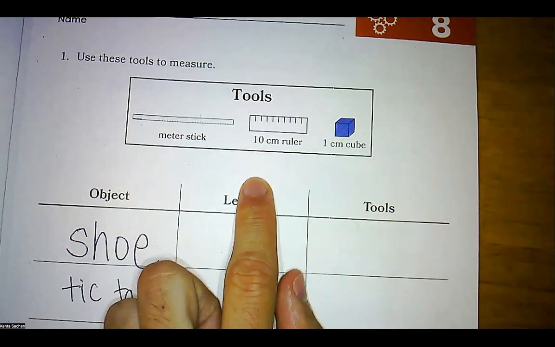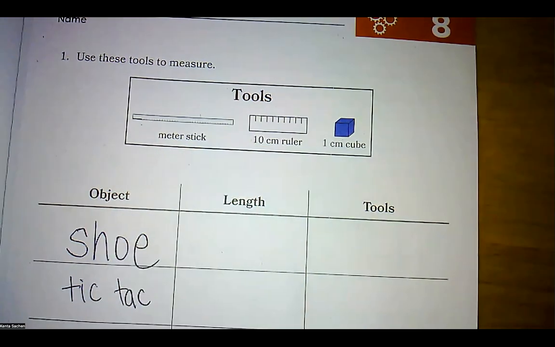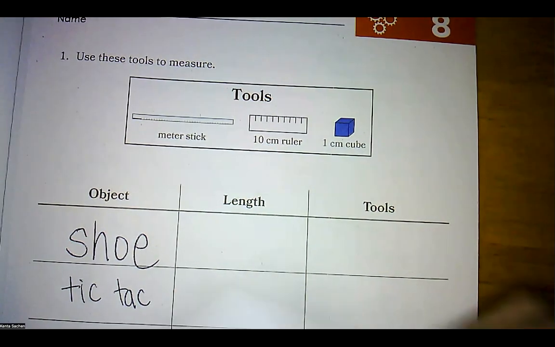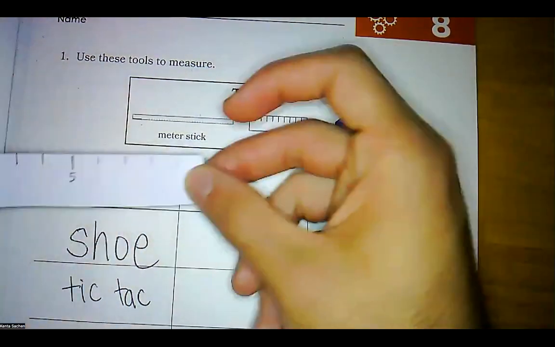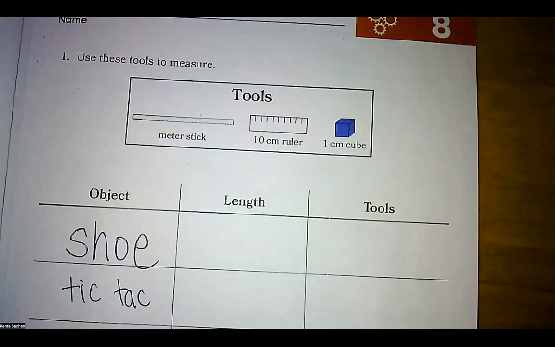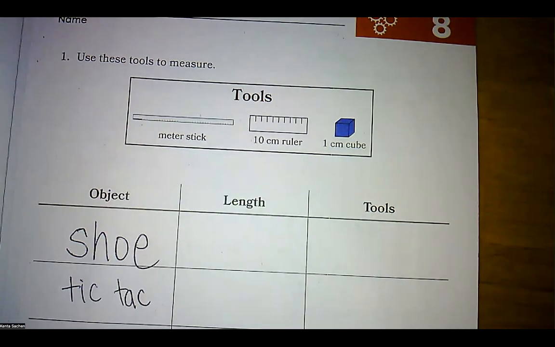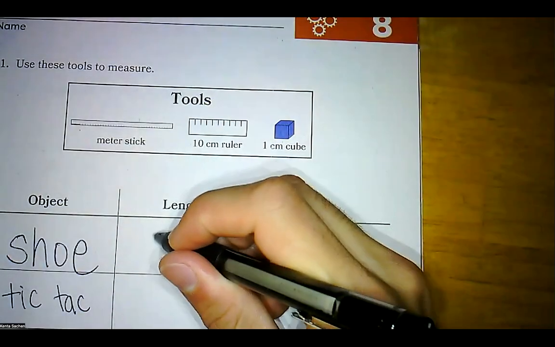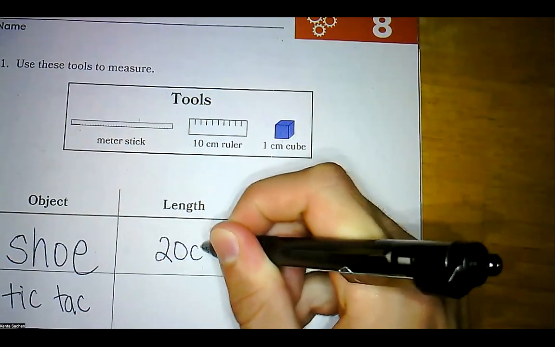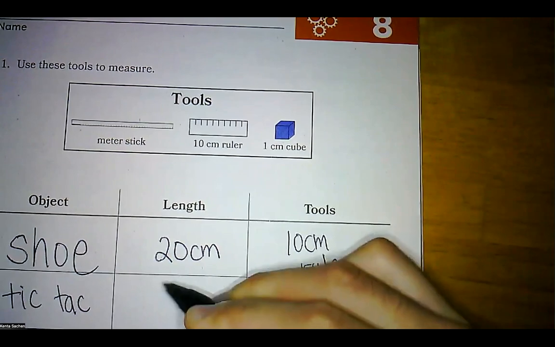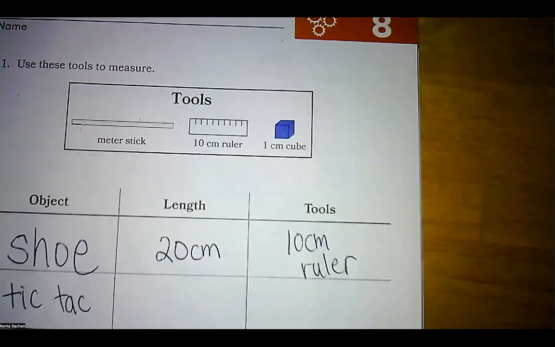Now, out of these two, I don't think your shoe is as big as a meter stick, right? I don't think your shoe is that big. Maybe some of you have ginormous feet, but I think for most of us, a 10 centimeter ruler would be perfect. Now, I'm not saying your feet are this small. You might need 2 or 3 of these, but it's better than just getting out our giant meter stick, right? So for a shoe, it might be about 20 centimeters. A 10 centimeter ruler is perfect. You might need 1, 2, or 3 of them to measure them, probably 2 or 3.